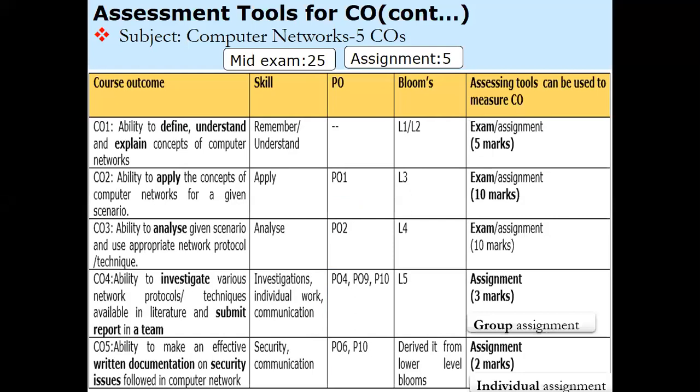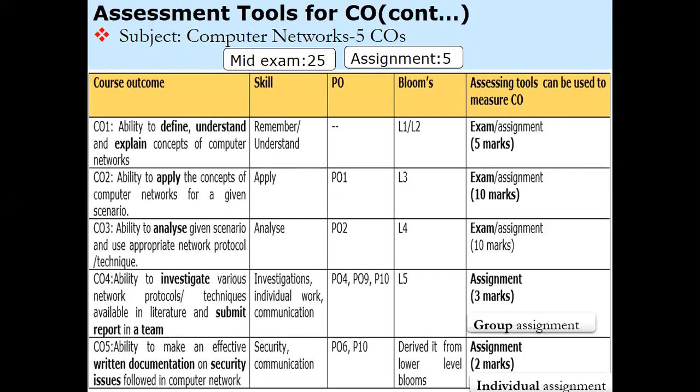Now, with respect to here, in order to measure the CO1, we can use the theory exam as well as assignments as assessment tools. But with respect to this example, I am using the theory exam as assessment tool. In my question paper, I can give questions at the Bloom's level like explain, write short notes, define, list. This type of questions you can give in the theory exam.